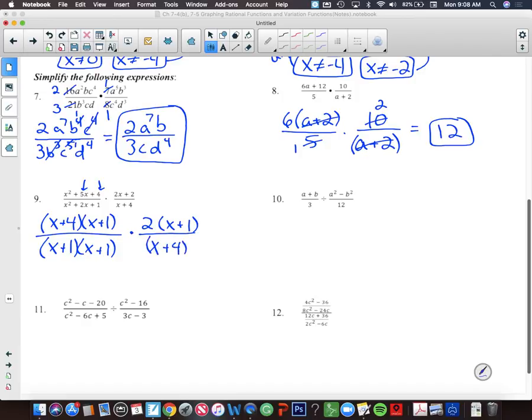Okay, so let's start canceling stuff out. So remember we can kind of cancel from the entire numerator and then the entire denominator. Just kind of look what's on top and what's on bottom, and then cancel stuff out. So x plus 1's here cancel out, x plus 1's here cancel out, x plus 4's cancel out, and we're left with just a 2.